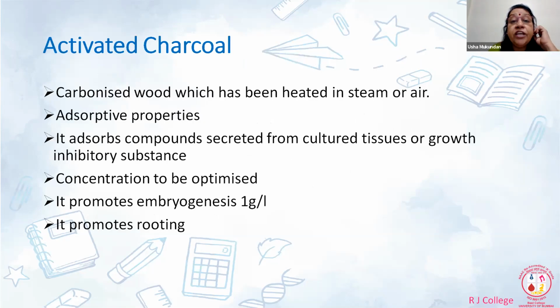Now let's look at the function of activated charcoal. Now, how is activated charcoal formed? Wood is burnt at a very high temperature, either by using air or by using steam, and you get activated charcoal, or carbonized wood. It has tremendous adsorptive properties. It can absorb compounds secreted from cultured tissue or growth inhibitory substances. That means anything which is toxic to the explant can be absorbed by activated charcoal.